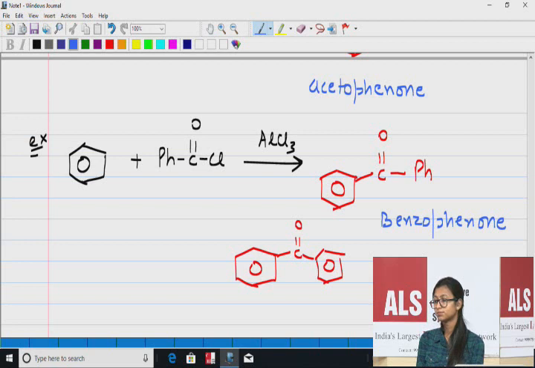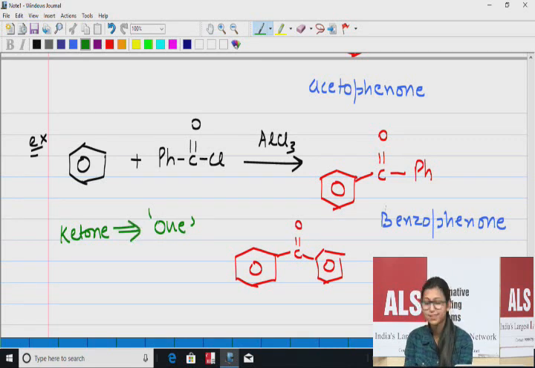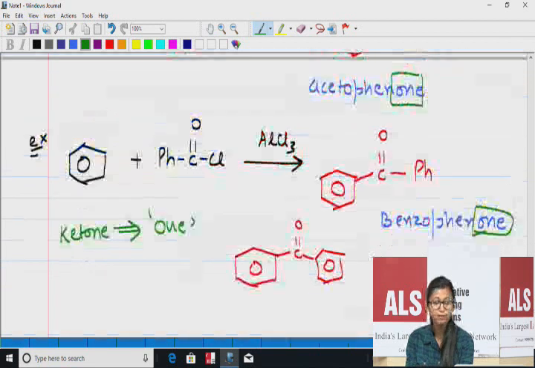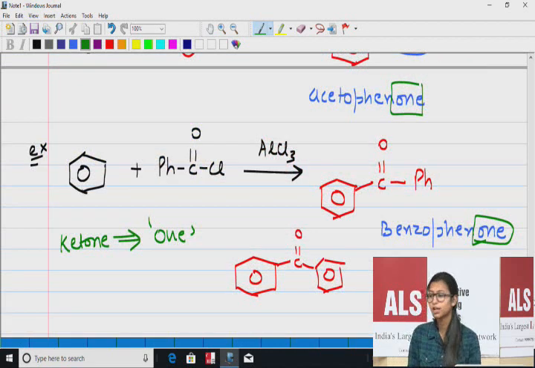Done, everyone? Why the word phenone? Listen to me. These are ketones. When you see the suffix of the ketone, you say propanone, butanone, pentanone. So 'one' is used for ketones. That is why we have phenone here at the end. And here also it's acetophenone, or we can have benzophenone, right? Is it clear now?